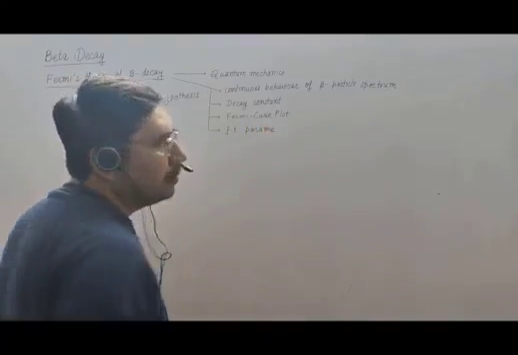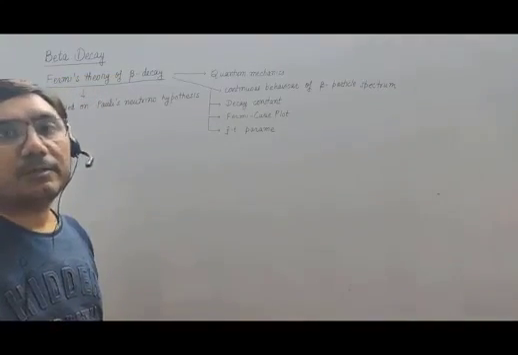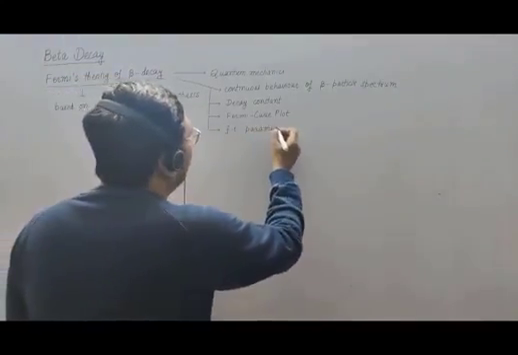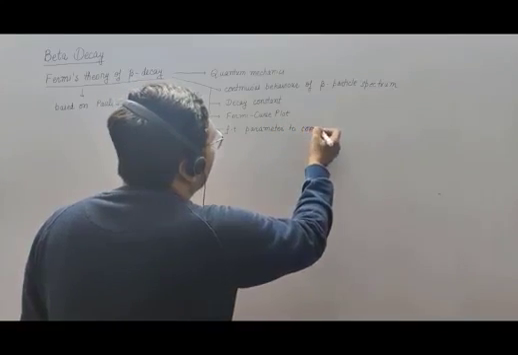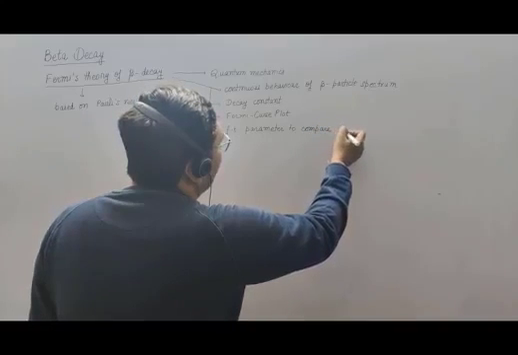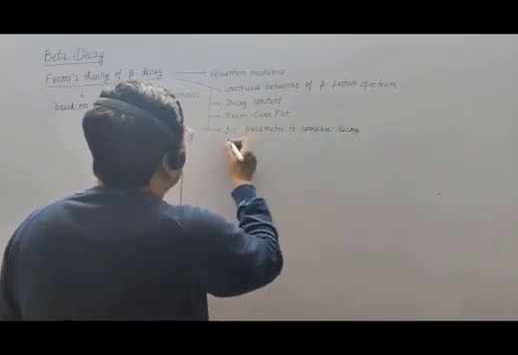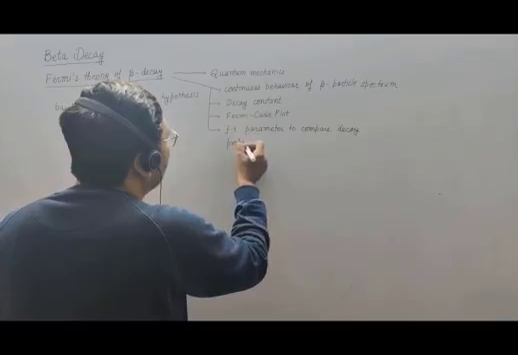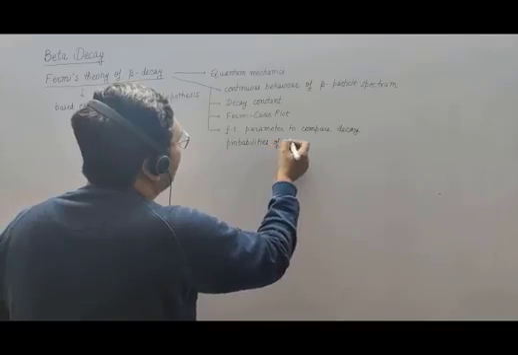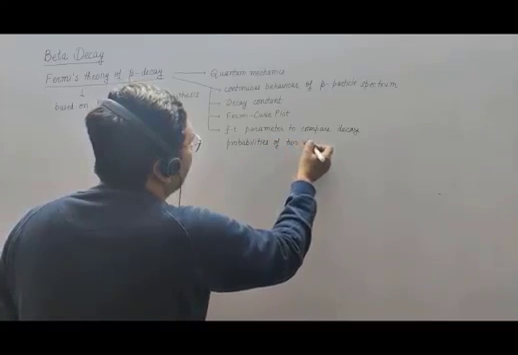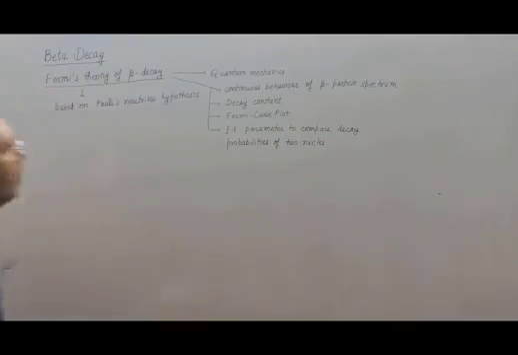to compare the decay probabilities of two nuclei. So on the basis of his theory, he was very successful, and he found all these aspects on the basis of his theory.